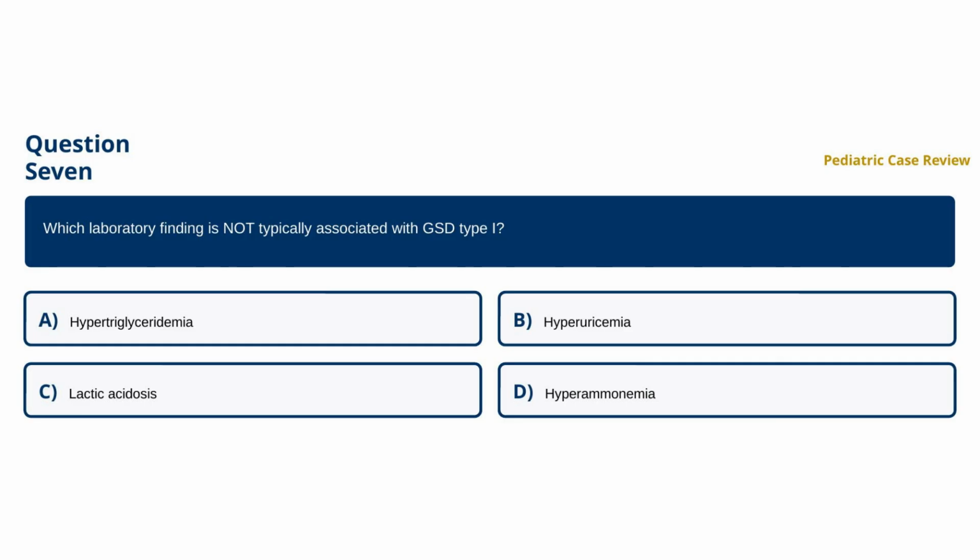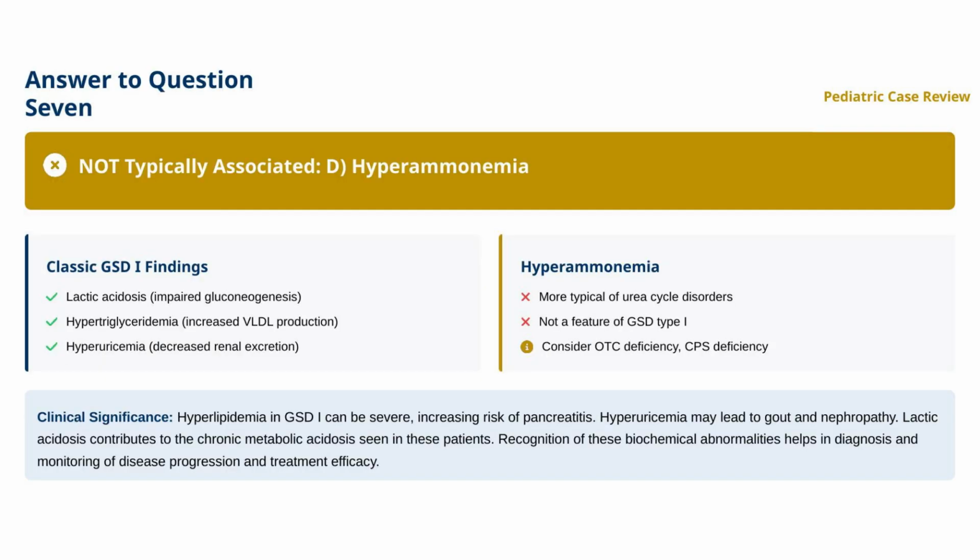Think about which finding is more characteristic of other metabolic disorders rather than GSD type 1. The correct answer is D, hyperammonemia. Classic laboratory findings in GSD type 1 include lactic acidosis due to impaired gluconeogenesis, hypertriglyceridemia from increased very low-density lipoprotein production, and hyperuricemia resulting from decreased renal excretion of uric acid.